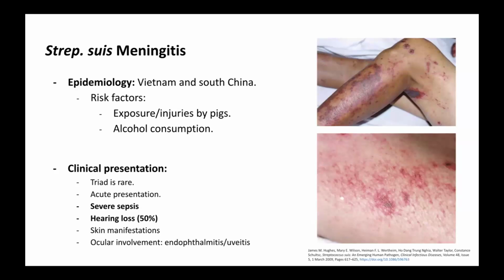The triad of meningitis is rare, and the clinical clue that can lead us to think about Strep suis in the right epidemiological setting is if the patient presents with hearing loss. So a patient that presents with hearing loss and has a history of contact with pigs, and we are in Vietnam or in Southeast Asia, we should think about Strep suis, even if they don't have fever, even if they don't have headache, because it's a very rapidly progressive bacteria. They can have severe sepsis due to their high virulence. And I wanted to share that they can have some skin manifestations as well and ocular involvement, but not of the type that we saw in this patient.